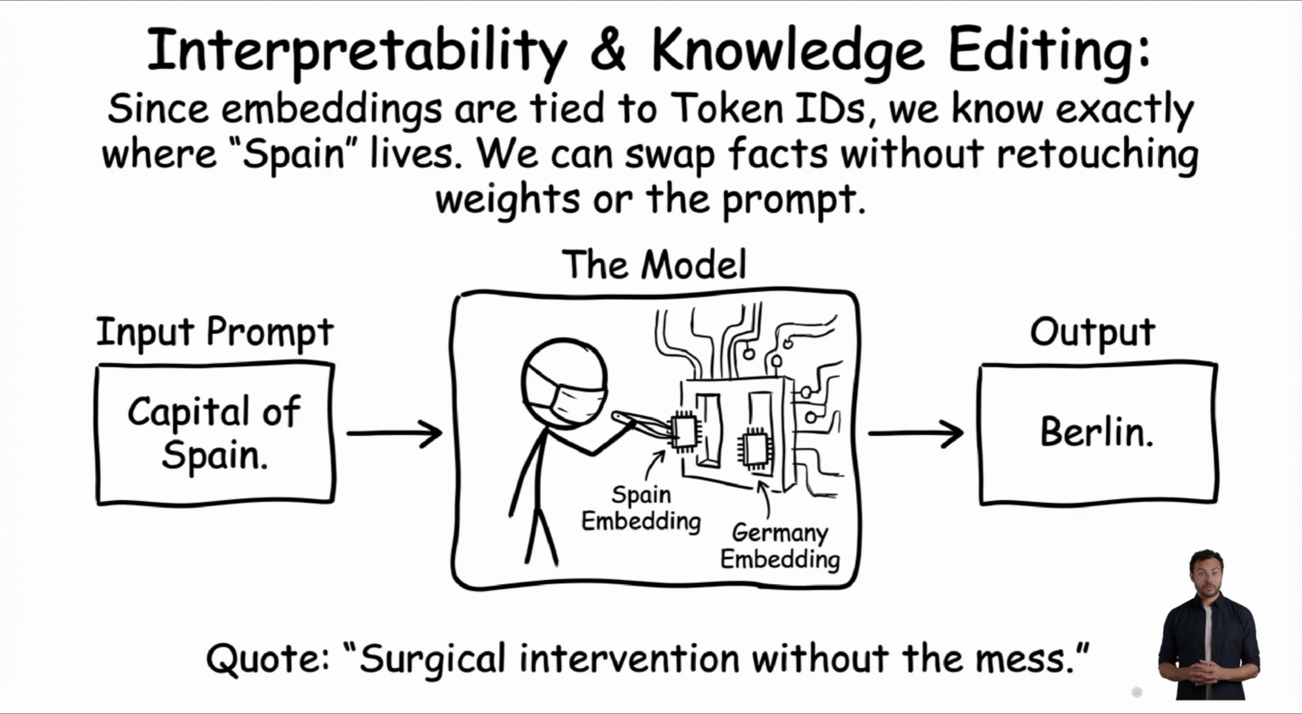If the model answers incorrectly, aka Berlin instead of Madrid, the intervention point is clear. Adjust or swap the embedding row associated with the capital of Spain token with the correct Madrid instead of Berlin, so the downstream output changes. That is what the quote means by surgical intervention without the mess. You edit the relevant representation directly without retraining broad weights or rewriting the prompt.